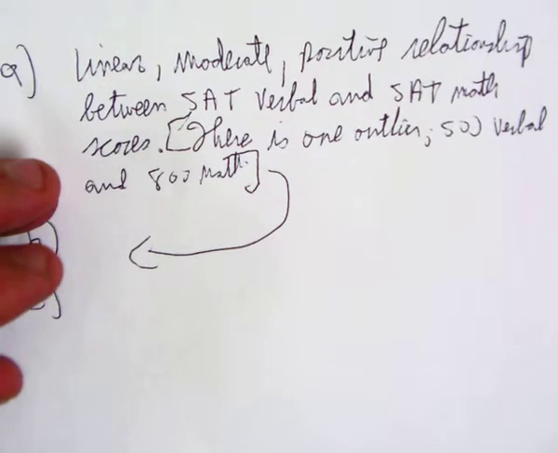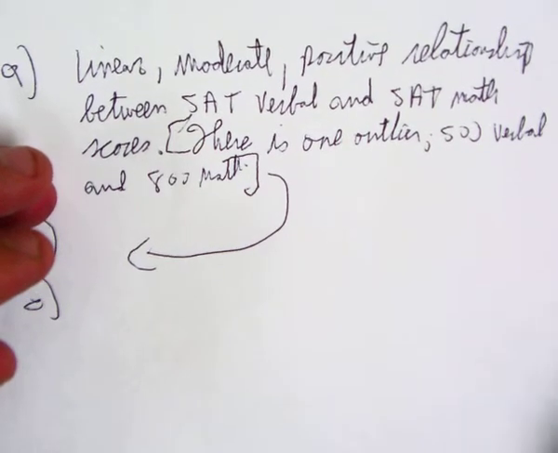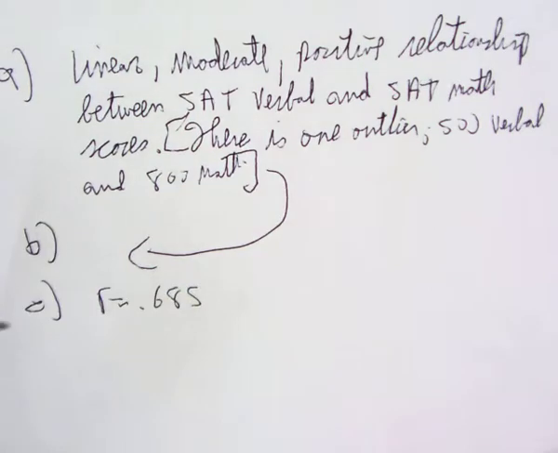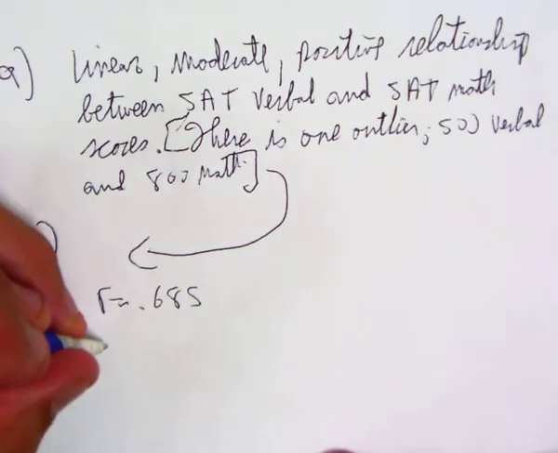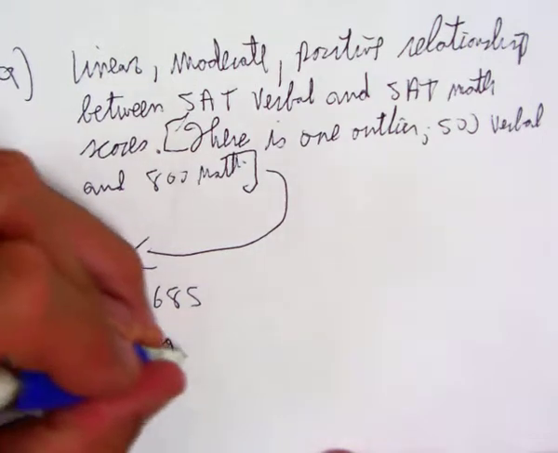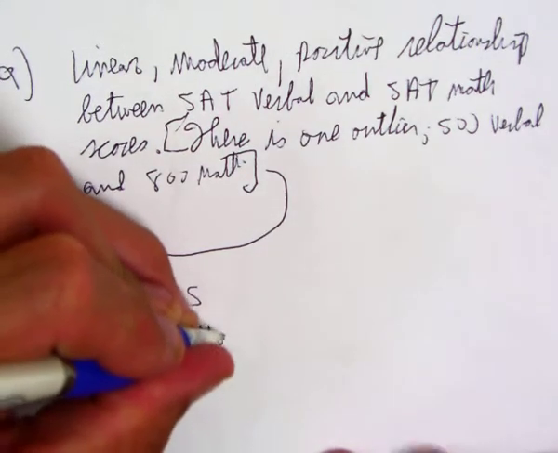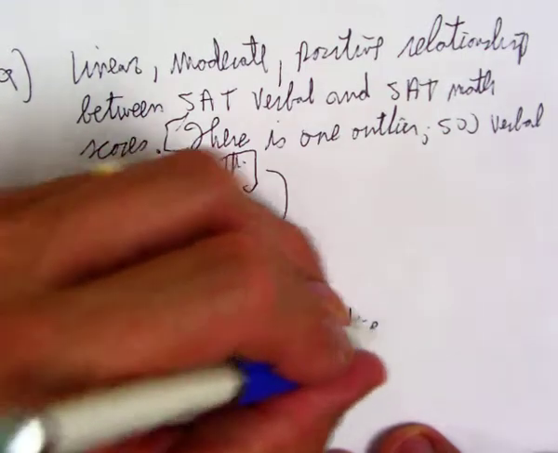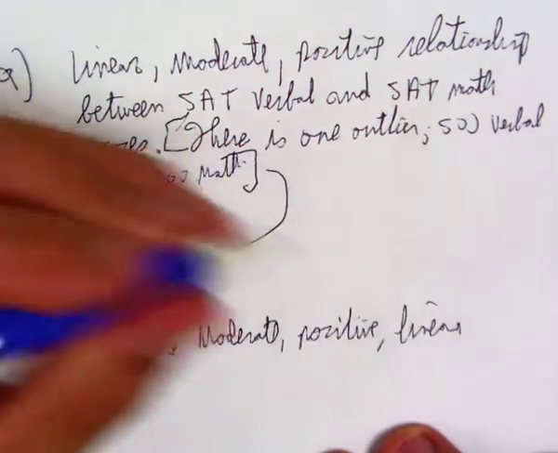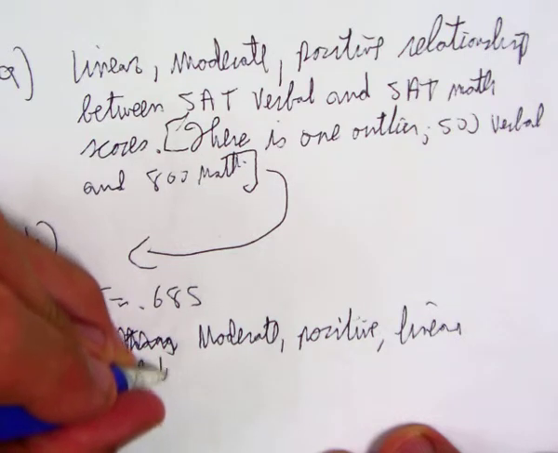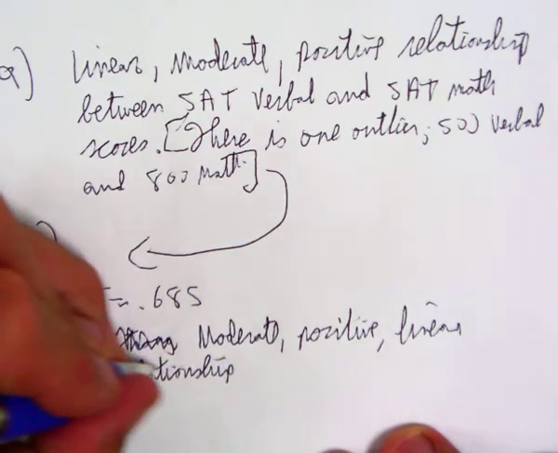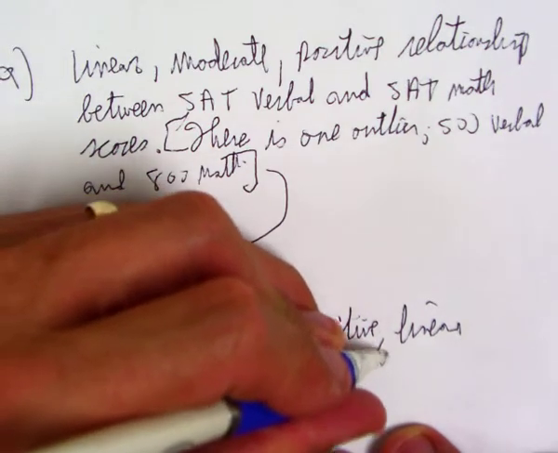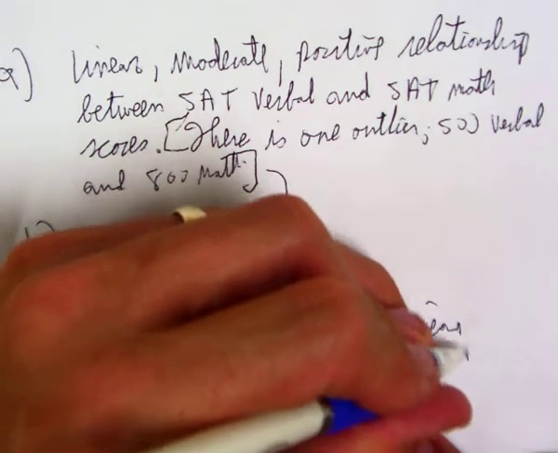Next question says R equals 0.685. So what does that tell you? It tells you that we have a strong, and not strong, moderate, positive, linear relationship between SAT math and SAT verbal.